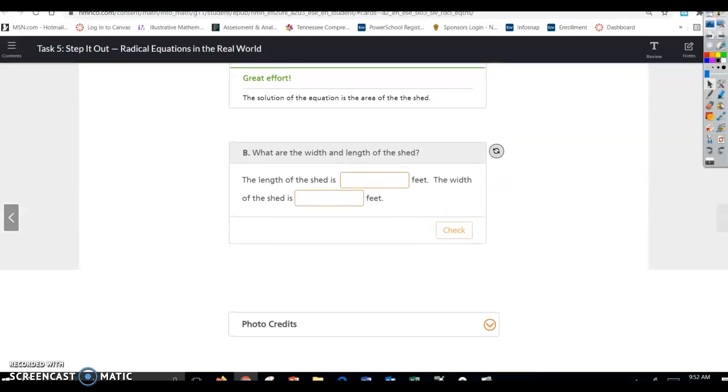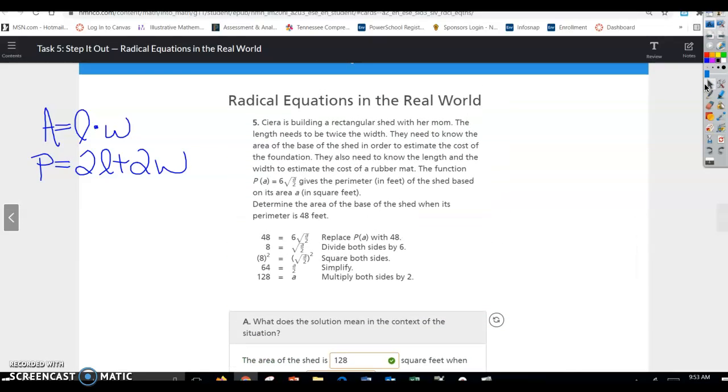So what do we know about area and perimeter? Okay, so we know that area of a rectangle is length times width. We know that perimeter is 2 length plus 2 width. But now at the top, it's telling us that for this situation, the length needs to be twice the width. So instead of having length and width, okay, so the length is going to equal twice the width.